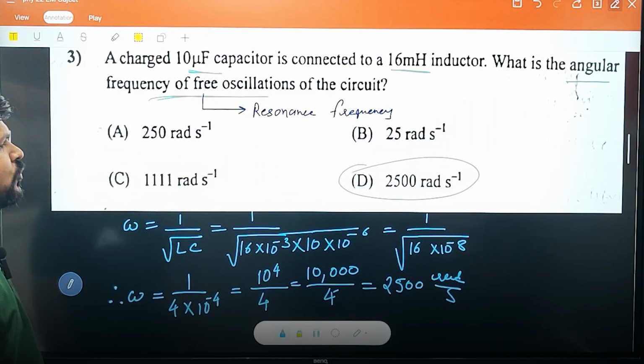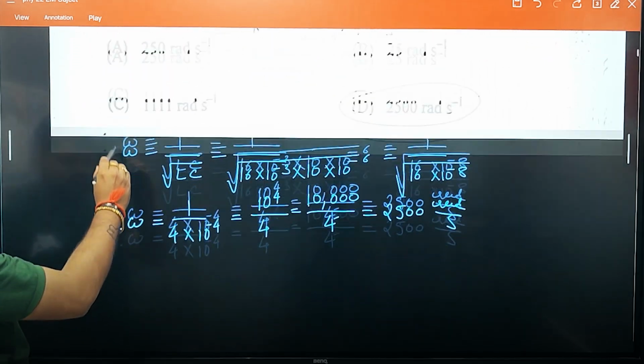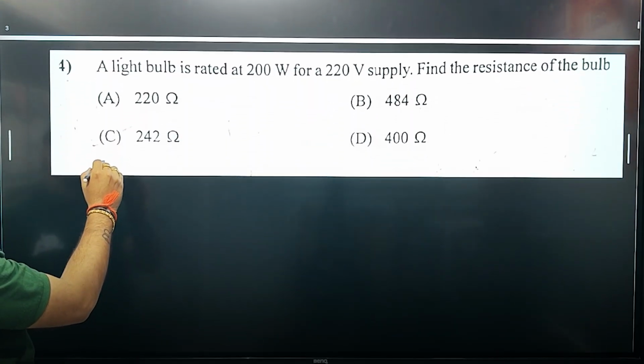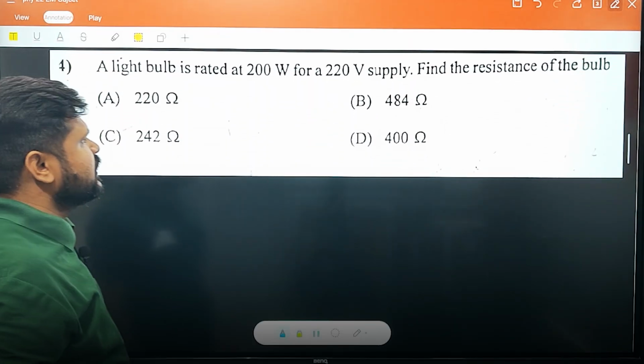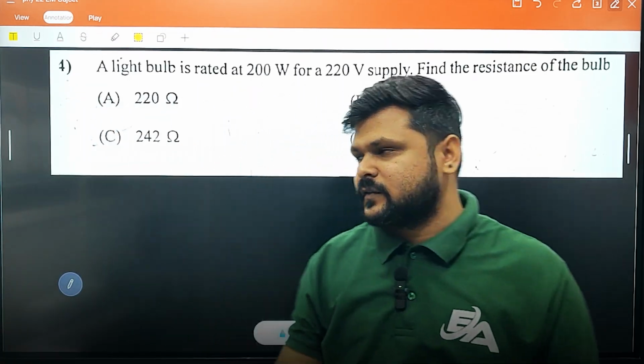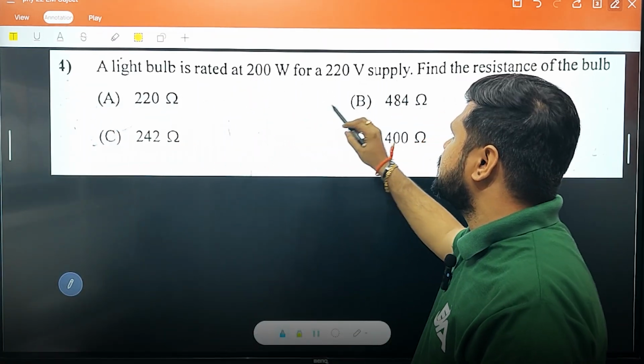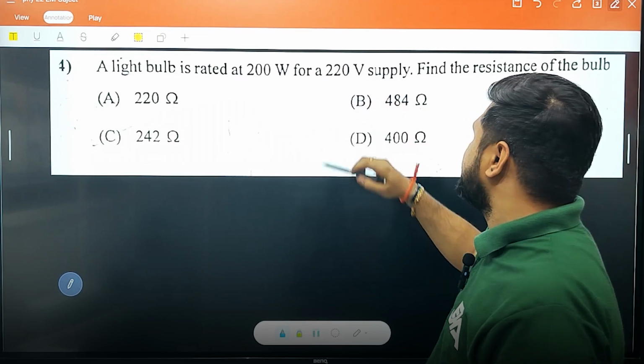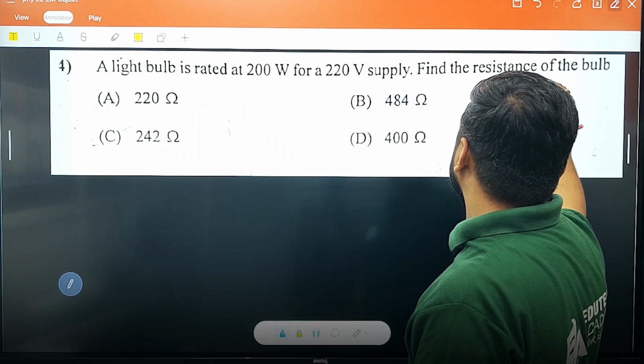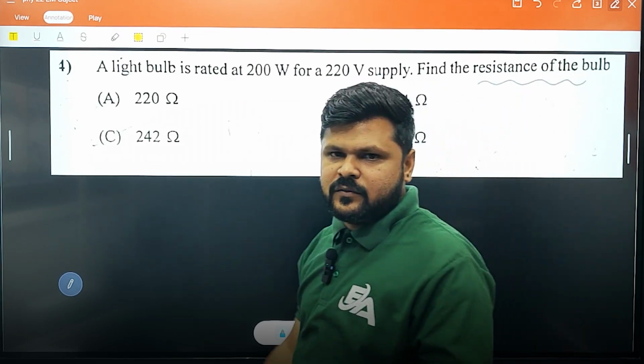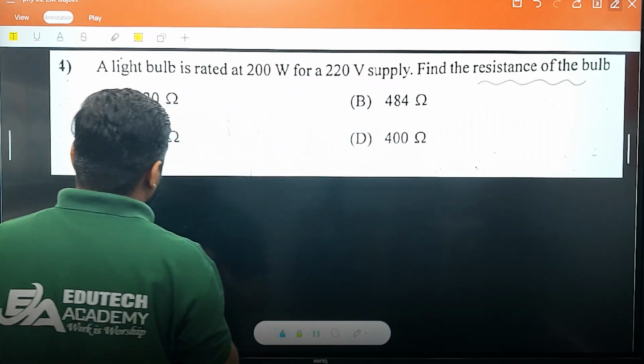Okay. Now we will move towards the next MCQ, MCQ number 4. Again an easy MCQ. There is one bulb. Its rating is given as 200 volt and the voltage is given as 220, and we are asked to find the resistance of the bulb. Simply we will use the formula for the power of the bulb.